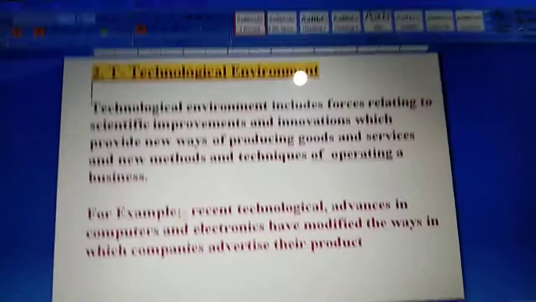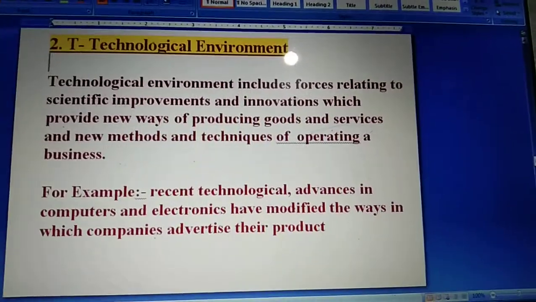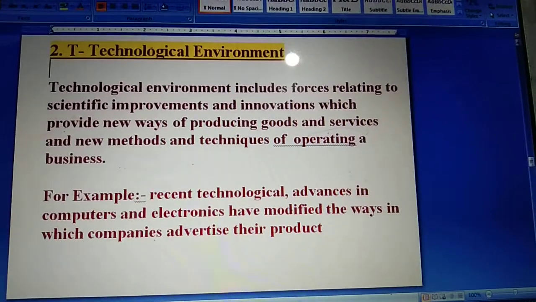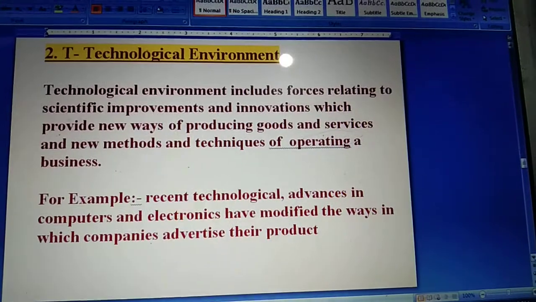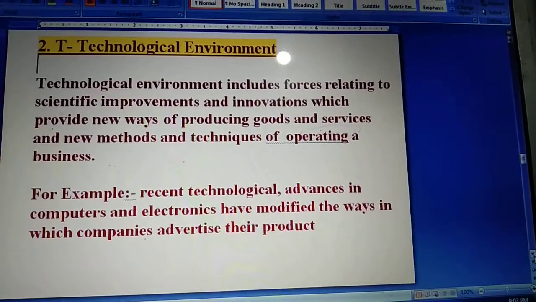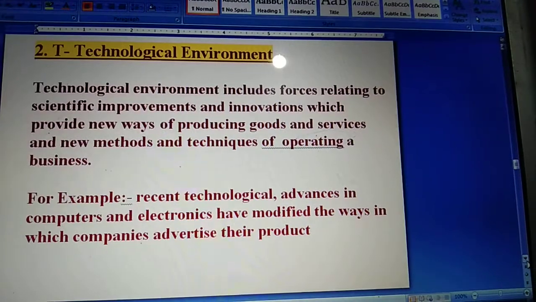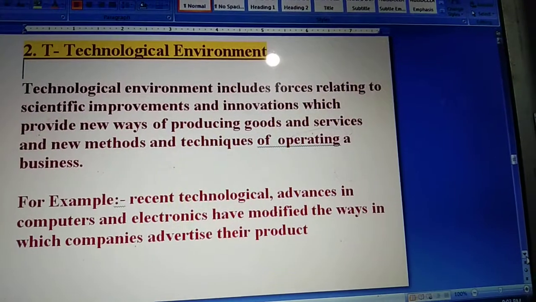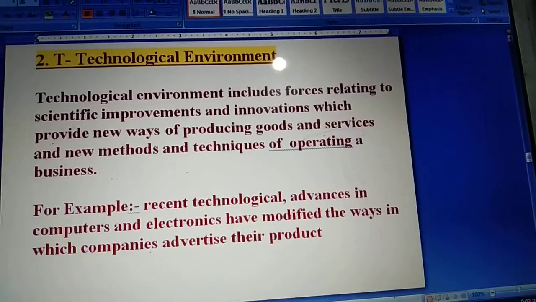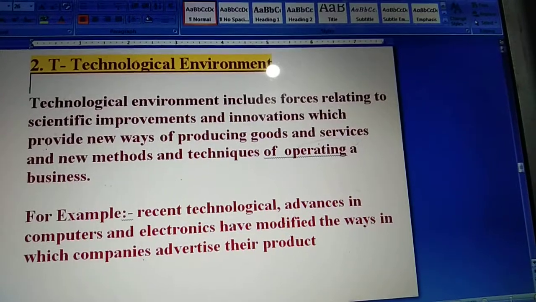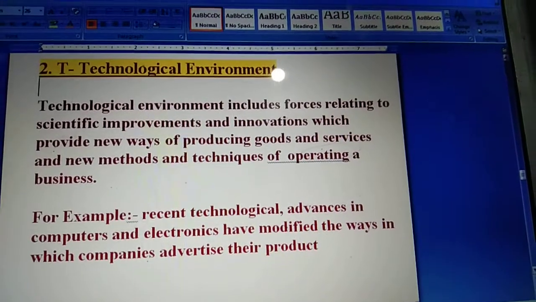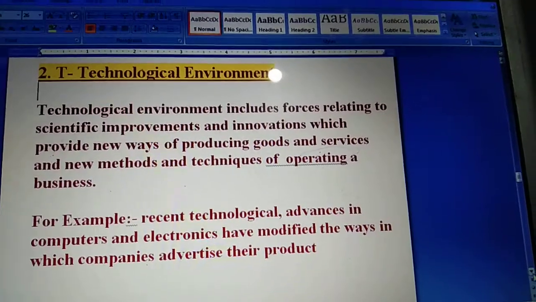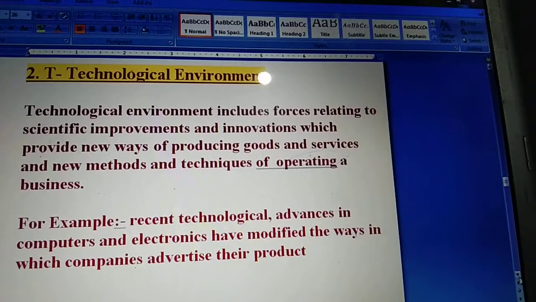Now coming to the next dimension, and that is your technological environment. Here in this factor we will read how technology changes are going to affect our business enterprises. You can see from here, technological environment includes forces relating to scientific improvement and innovation which provide new ways of producing goods and services and new methods and techniques of operating a business. It basically means whenever there are changes in technology, whenever old technology gets upgraded, it is going to directly affect our business. The technological environment includes all the forces which are called scientific improvement, and also innovation.